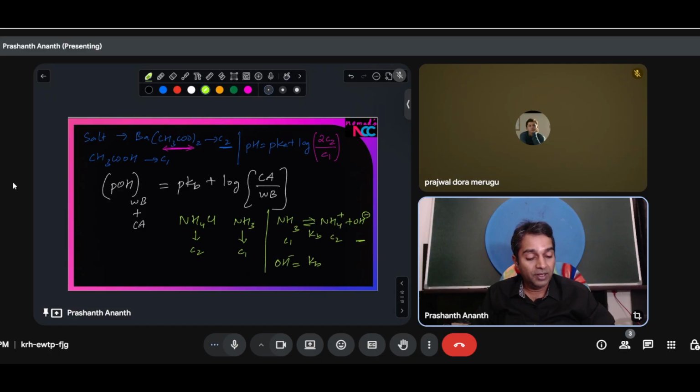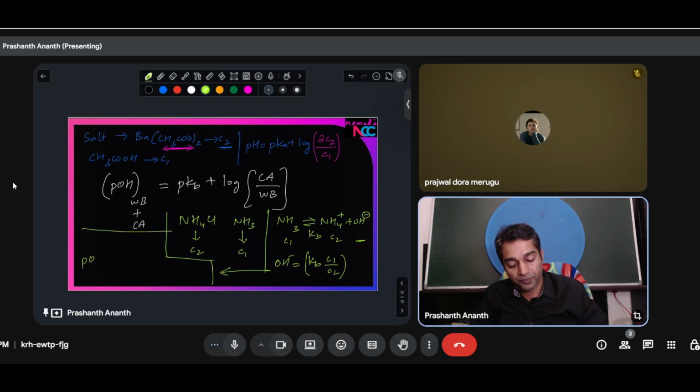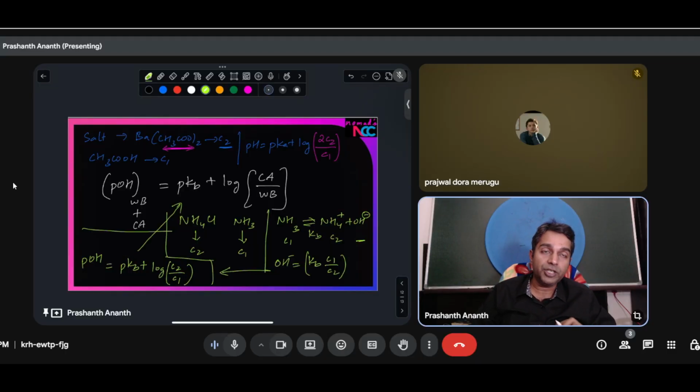Kb multiplied by C1 divided by C2, which means from here we will be getting pOH equal to pKb plus log of C2 by C1. C2 by C1 is of course going to be nothing but this ratio. So you'll end up getting this equation directly.